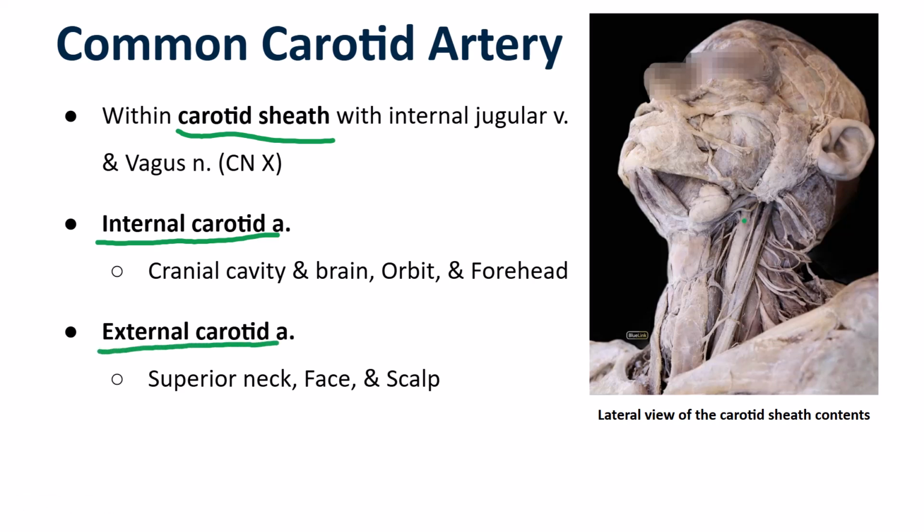The external carotid artery is more anteriorly oriented, and it's going to supply regions of the superior neck, face, and scalp, whereas the internal carotid artery is more posteriorly oriented, and it's going to continue ascending superiorly, entering the carotid canal of the cranium before entering into the cranial cavity. It's going to supply the cranial cavity and brain, as well as the orbit and regions of the forehead.